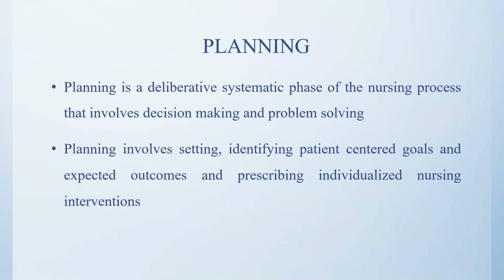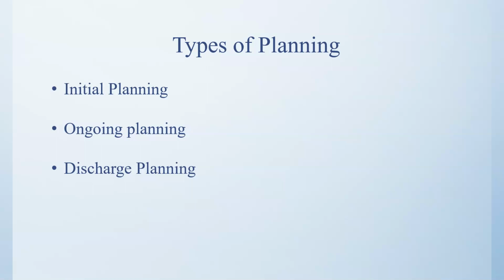After you have identified the patient's nursing diagnosis, planning appropriate care comes next. And planning involves identifying patient-centered goals and expected outcomes, and prescribing individualized nursing interventions. The types of planning are initial planning, ongoing planning, and discharge planning. Initial planning is based on the admission assessment.